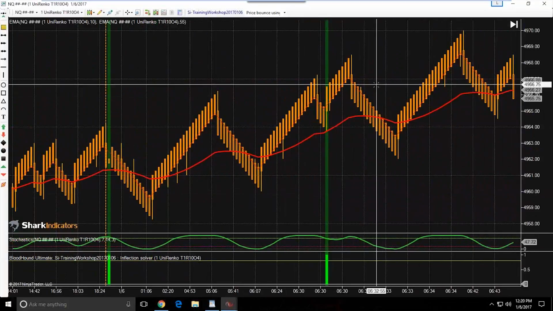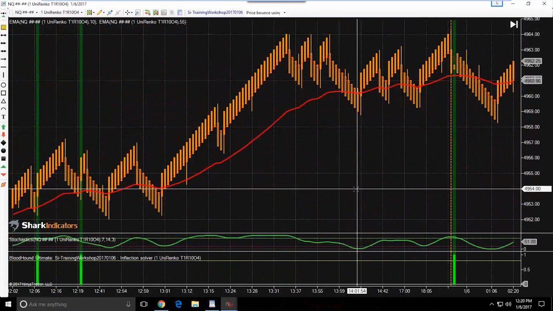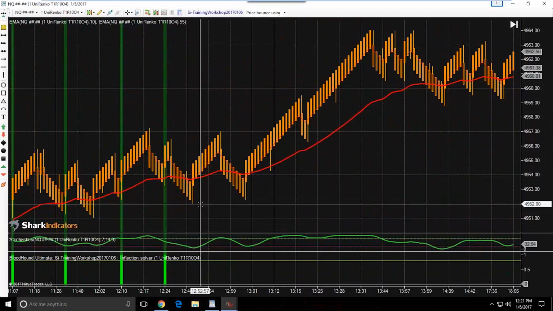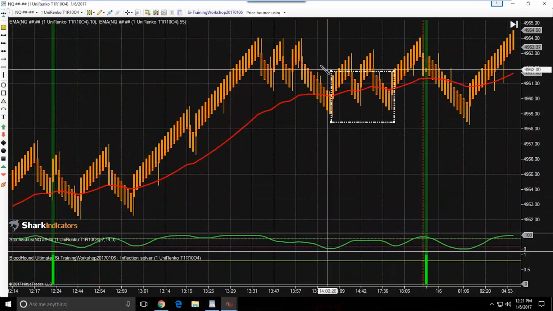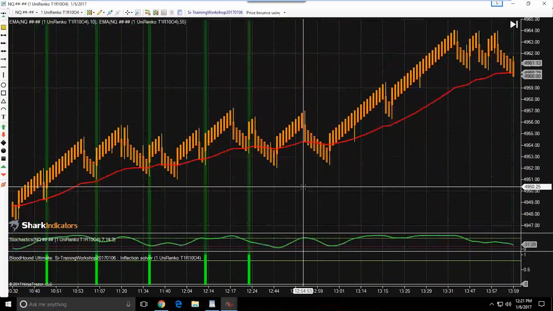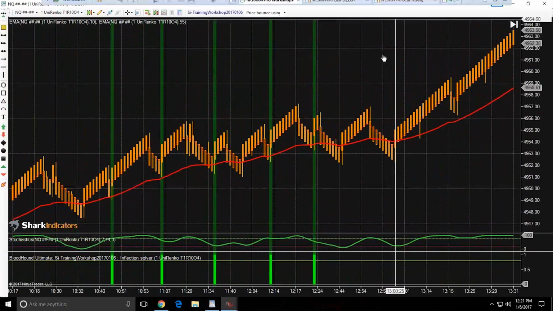So, all right, so far it looks like we have some nice clean signals. I can't really argue with that. My main concern is I don't want to see signals in this choppy stuff. So as long as I don't see signals in that choppy stuff, then I know that the trend filter that I built is working pretty darn good, right?